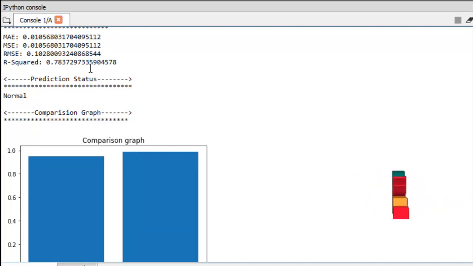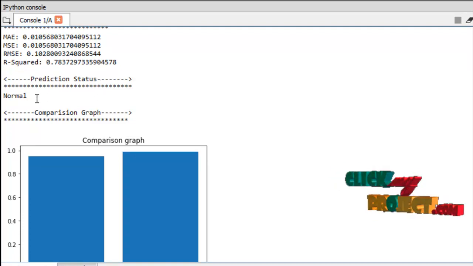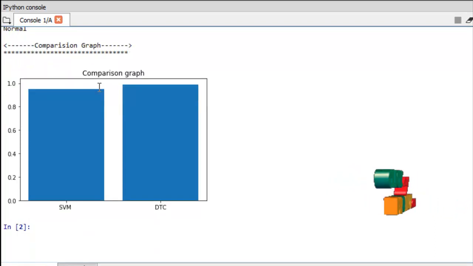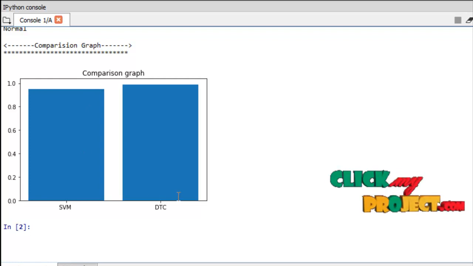Next, prediction status. The given data is normal. Comparison graph: support vector machine and decision tree classifier.